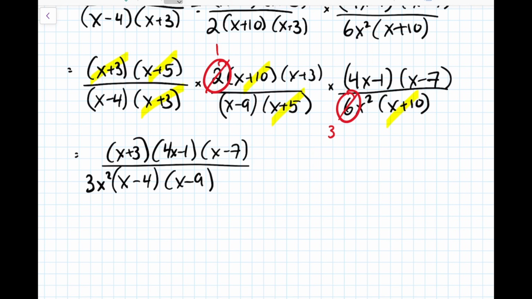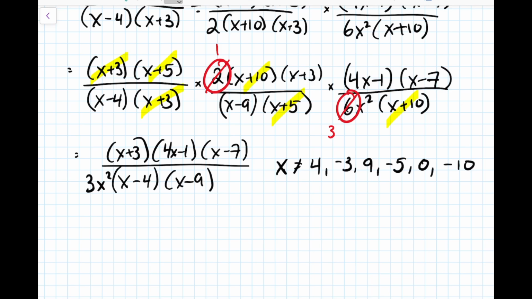And then we're going to have a whole bunch of NPVs. So x cannot be positive 4, negative 3, positive 9, negative 5, 0, or negative 10. So a whole bunch of things going on there. All right, I'm going to finish this off with just a quick little word problem.